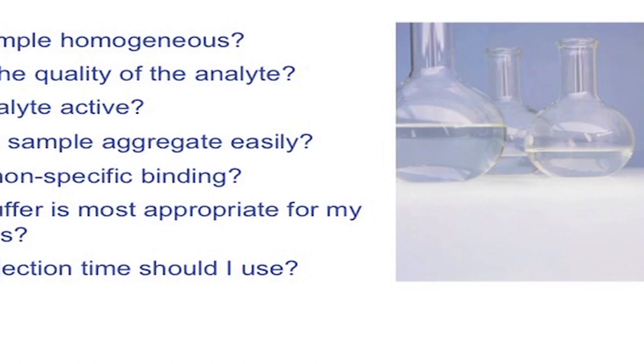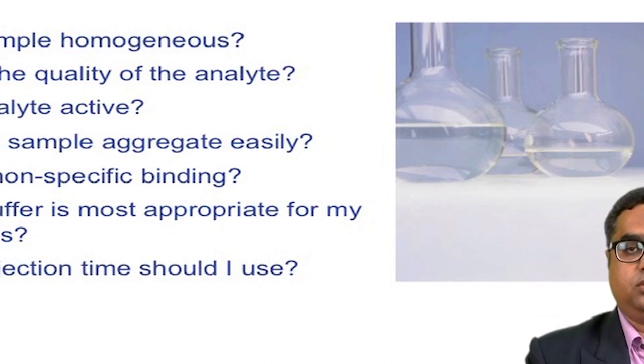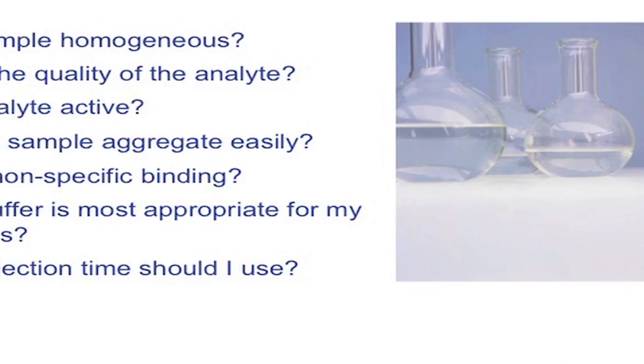Coming to the sample, the sample or analyte is a major contributor to bad data. So it is very important that we purify or characterize them before our experimentation. Homogeneous samples are good enough to be considered. Please make sure that your samples are highly homogeneous, good quality, active, and that they don't aggregate and don't give us a lot of non-specific binding. It's very important to understand the right buffer for the right sample. Also, once we have identified good sample conditions, we should think about the association time and the time at which we need to set up our Biacore experiments.